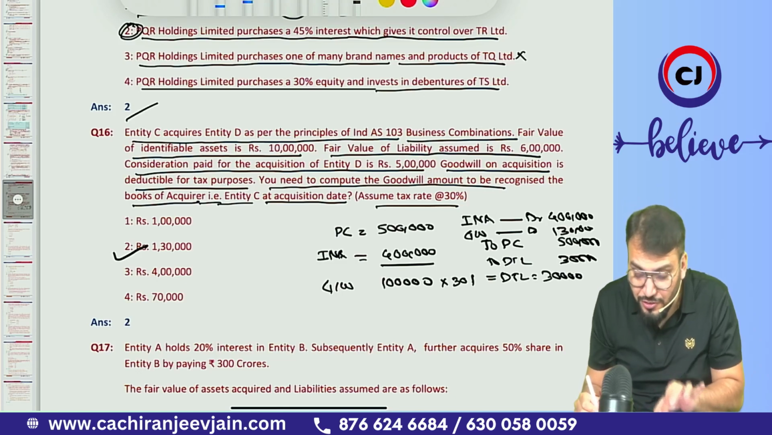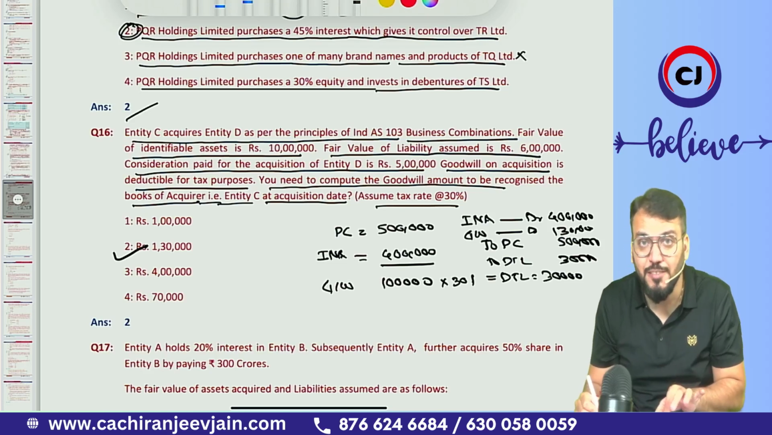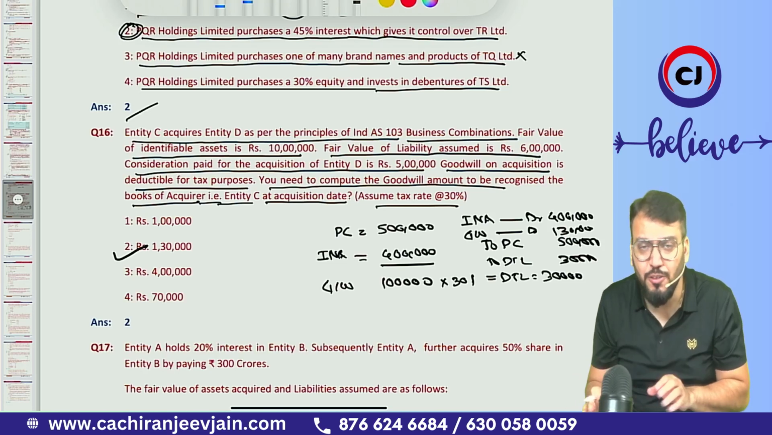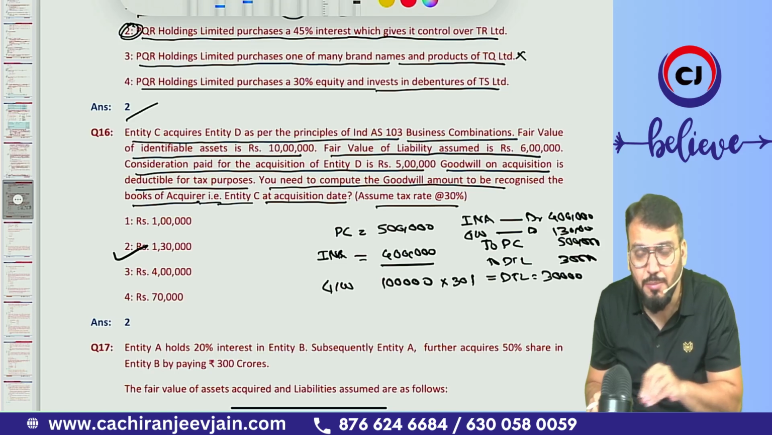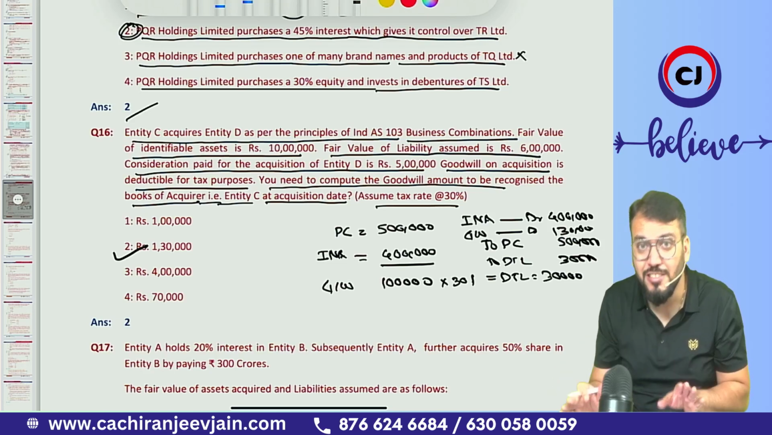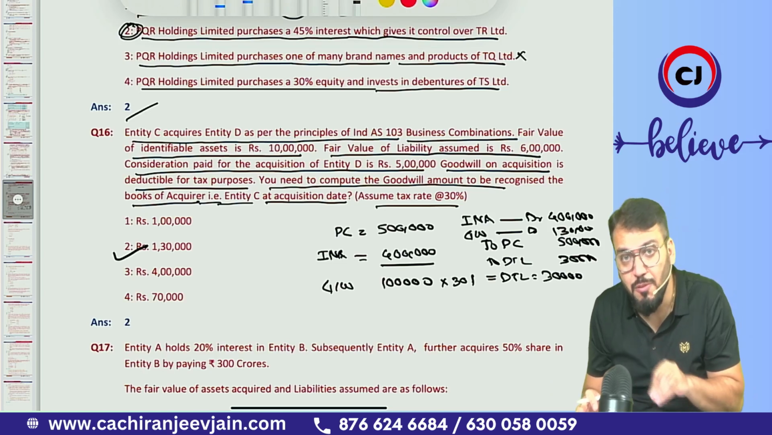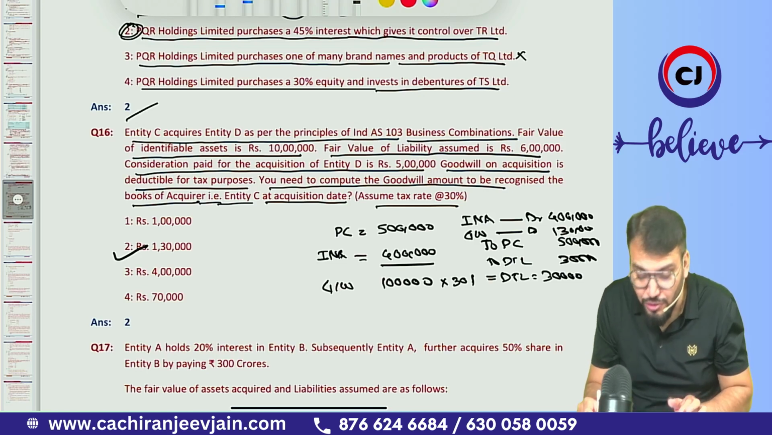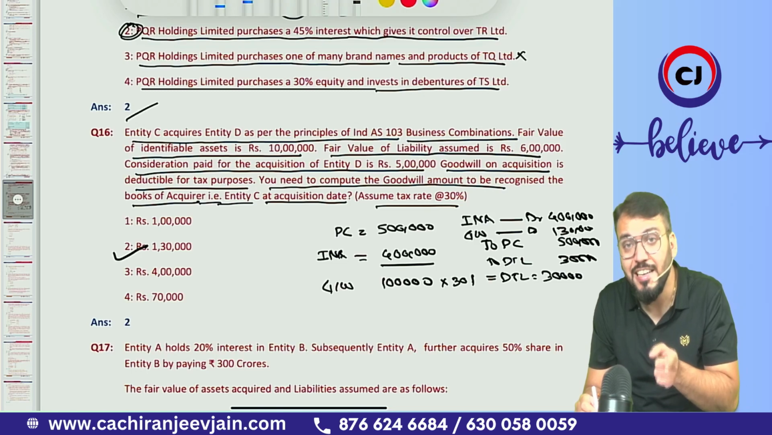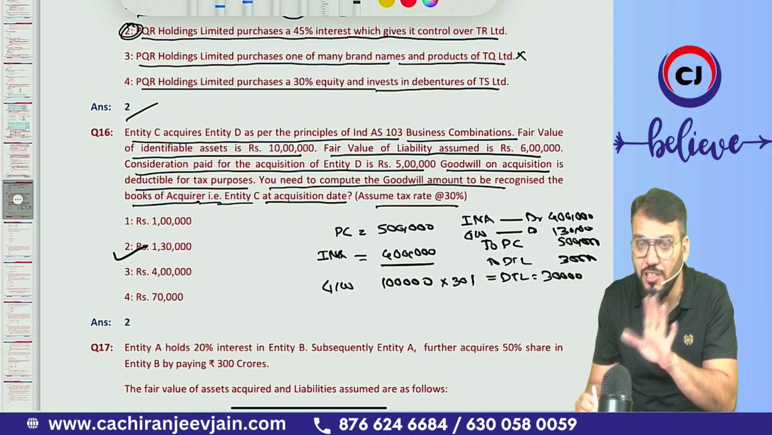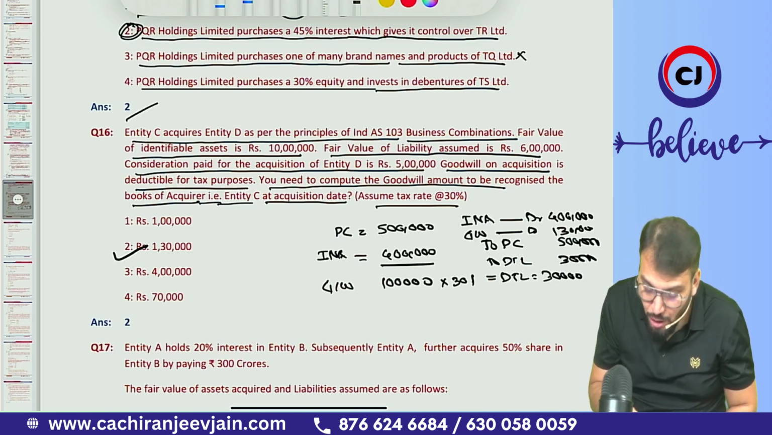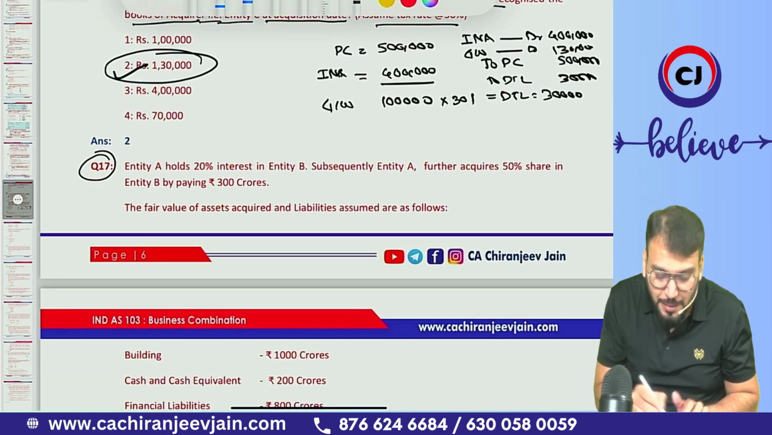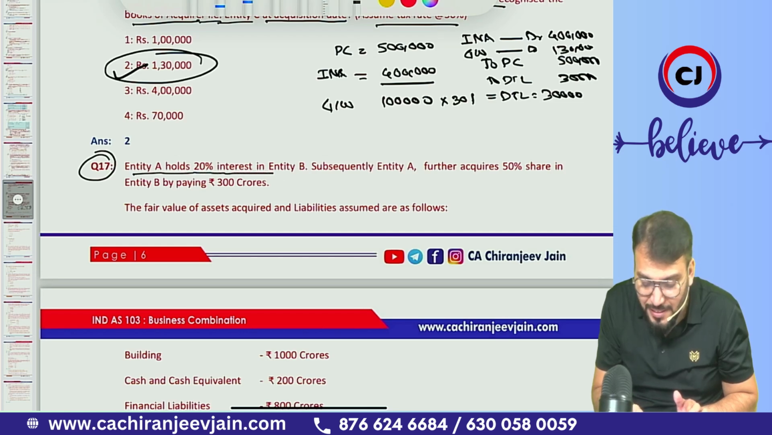If in this case, suppose it is given that goodwill on acquisition is not deductible for tax purposes, which is actually correct from the Indian Income Tax Act point of view. As per the Indian Income Tax Act, goodwill is not deductible for tax purposes. Whenever the question is silent, we will always assume that goodwill is not deductible for tax purposes, and on that we will never calculate any deferred tax. Correct? But because it is given that goodwill on acquisition is deductible for tax purposes, we need to create deferred tax on that goodwill at initial recognition. Understood? So in this case, the amount of goodwill to be recognized will be 1,30,000. Got this point? Yes, sir. Coming to question 17, entity A holds 20% interest in entity B.